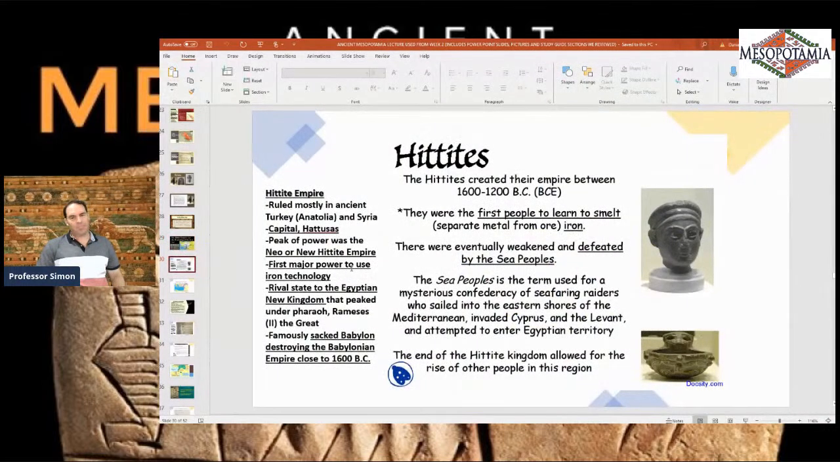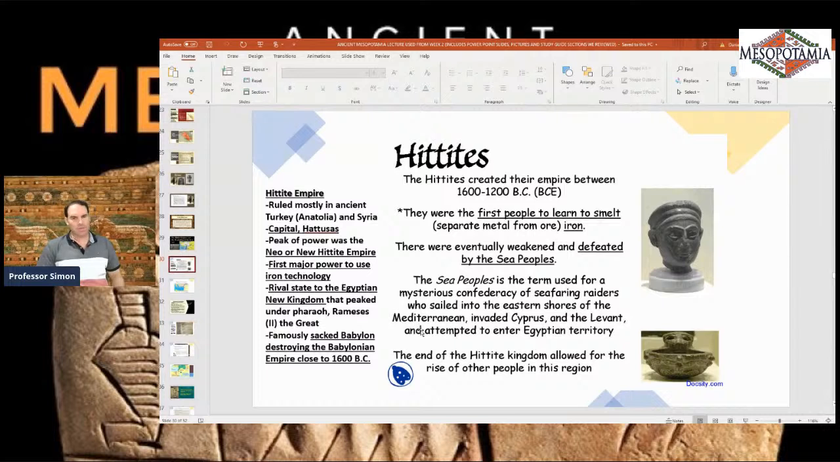Now, there are different periods of the Hittites. The most famous is the so-called Neo or New Hittite Empire. This is an Iron Age empire of the Hittites that dominated Turkey and Syria. Around the 14th to about the 13th century is about the peak of it. It's sometime during that period that the Hittites eventually figure out how to smelt iron. They were one of the first people to do this and start making iron weapons and iron tools.